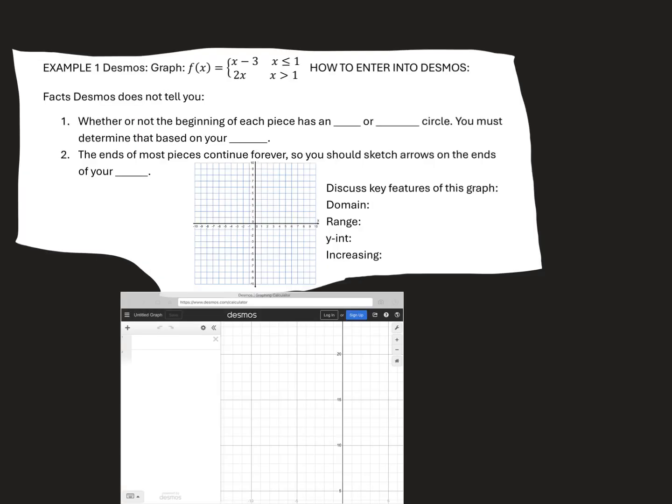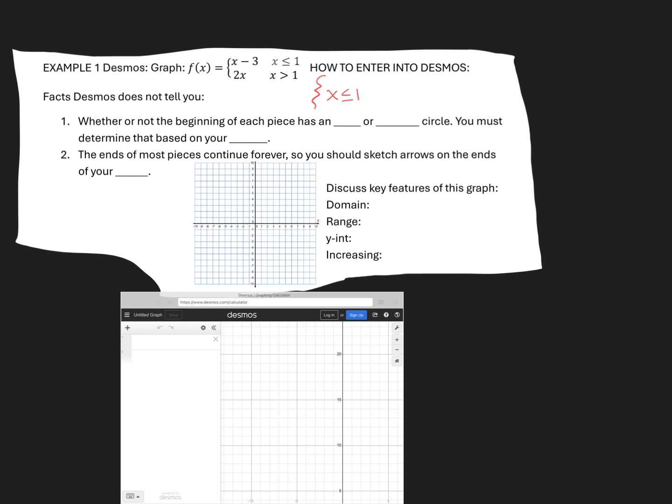Example 1, we're going to graph with Desmos the equation you see there. And how to enter it into Desmos is kind of special. You don't have to enter the y, but you're going to enter the braces. So you'll use a brace. You'll put x less than or equal to 1. So it's that first constraint.